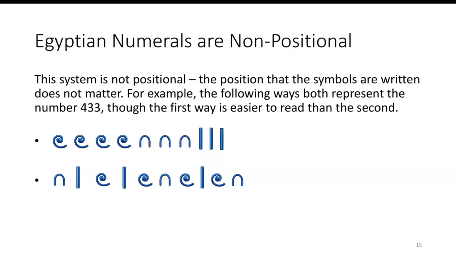And the system was not positional. Again, the position that the symbols are written in doesn't matter. All that matters was how many of each shape and what type of shapes did you have. So, for example, the following ways both represent the number 433, though the first way is a lot easier to read than the second. And there are 4 coiled ropes, so that's 400, plus 3 heel bones, plus 3 sticks. A little harder to read in the second way.